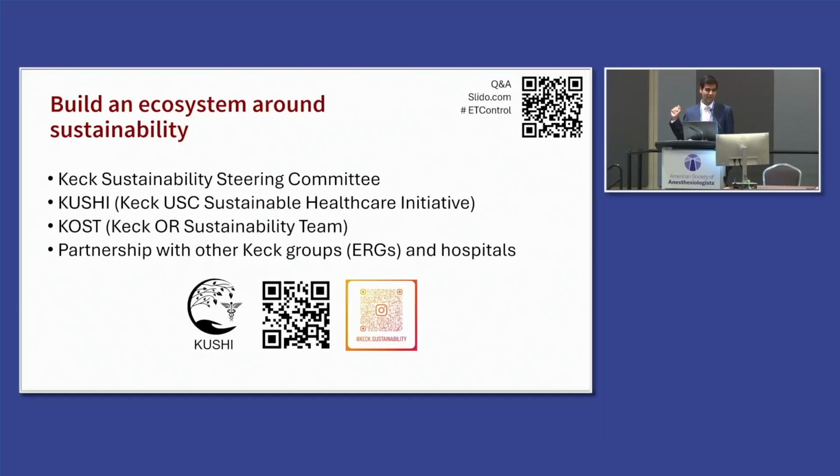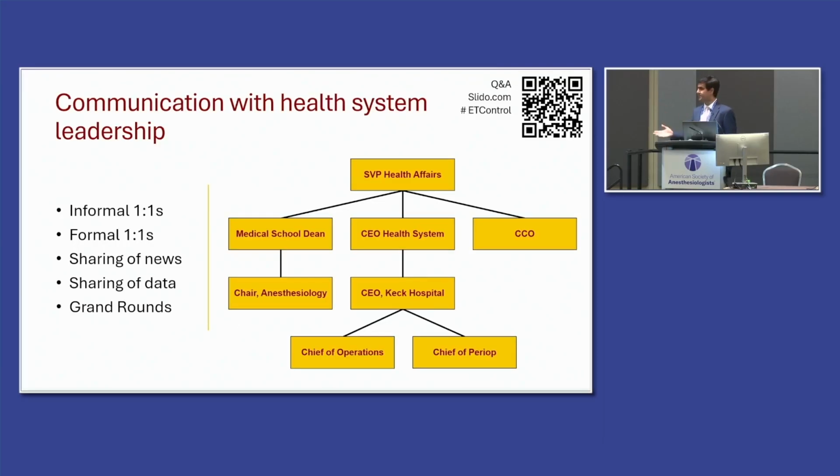On a monthly basis, we have our OR sustainability team, and every single month they see the same graphs that you saw with the end-tidal control usage. And that's the group that sometimes gives recommendations of what we can do to help improve it. And we partner with other groups within USC and outside of USC to talk about our experiences and how we can improve the numbers.